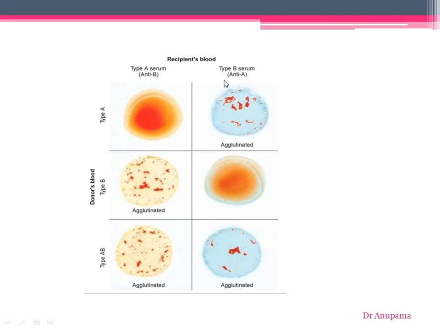So if the donor blood group is type A, you see that here agglutination is seen, indicating that they are of blood group A. And if antibody B is causing agglutination, then it is blood group B. And if both the things are getting agglutinated, it indicates that the person's blood group is AB. So we have A, B and AB blood groups determination done.